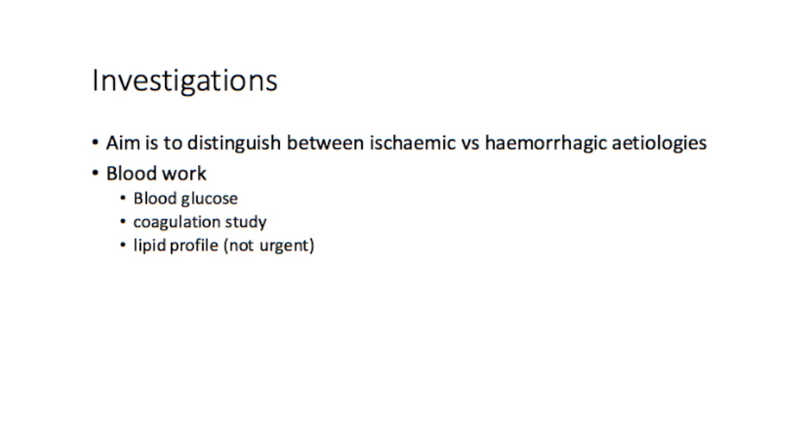So let's start with the blood work first. From a blood work point of view, blood glucose to rule out possible causes of hypoglycemia, coagulation studies, which might be important to see whether this is a hemorrhagic stroke. For example, if patients are on warfarin, then coagulation studies can tell us if a patient has an excessively high INR. This could possibly be a hemorrhagic cause. Lipid profile and understanding that is important, but that's not an urgent investigation to perform. That might be more important later down the track, particularly for management of atherosclerosis.